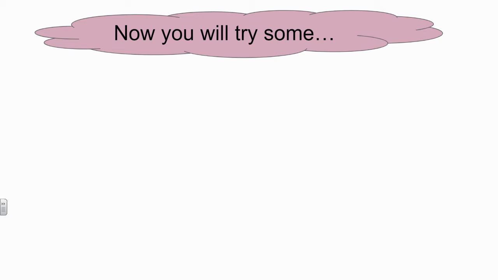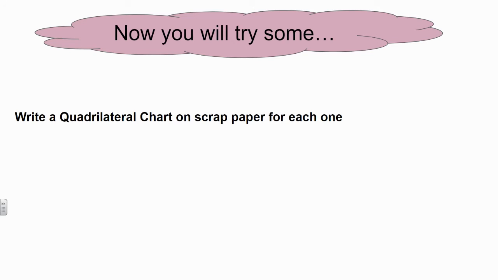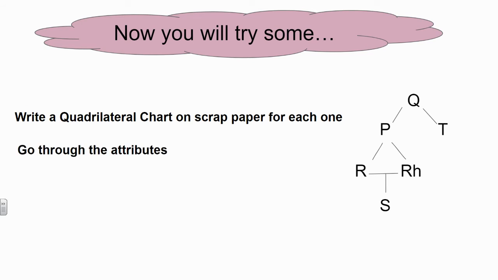So now you're going to try some. I recommend you make that same chart. You just draw a Q, you branch off with a P, and you branch off with a T. From the P for parallelogram, you branch off with a 2 as well. One is an R for rectangle, one is an RH for rhombus, and then they come together for S, square. So you want to make sure you draw one of those charts that helps trace your thinking as you're going through each problem. And do that on some scrap paper.